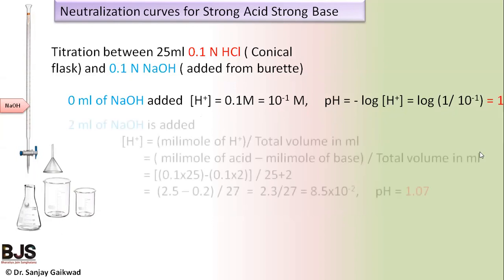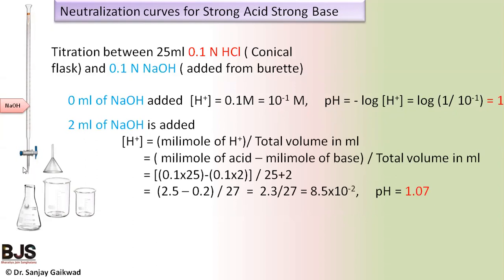Now, when we add 2 ml of NaOH solution from the burette, we have to calculate the hydrogen ion concentration for calculation of the pH. The hydrogen ion concentration is given by the formula: millimoles of hydrogen ion divided by the total volume in ml of the solution. Initially it was a 0.1 normal solution of 25 ml. But when we add 2 ml of NaOH solution, it reacts with 2 ml of the HCl solution. Only 23 ml of 0.1 normal HCl solution remains, and 2 ml of HCl has reacted with NaOH to give water and salt.